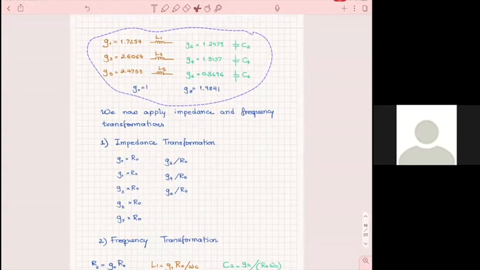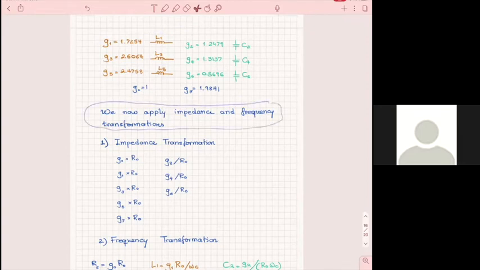Now, after we find all of these elements, what is the next? Practically, we have found a prototype. But what is next? We need to apply impedance and frequency transformations. You remember, in impedance transformations, all of the resistors and all of the inductors are multiplied by R0, which is the reference impedance, and for us it's going to be 50 ohms, as we discussed. And all of the capacitors will be divided by R0.